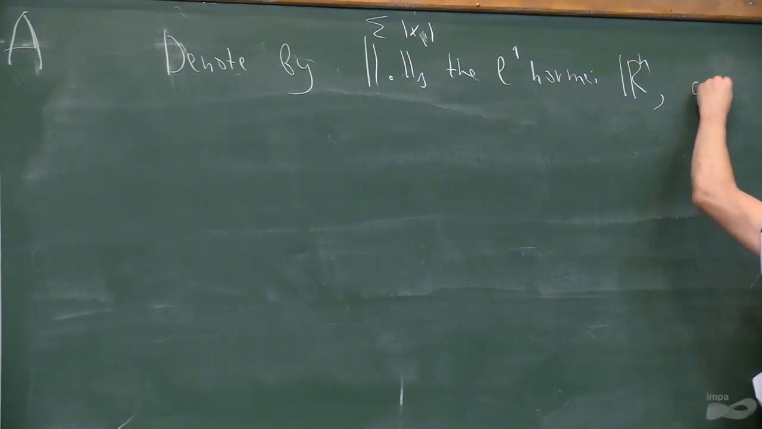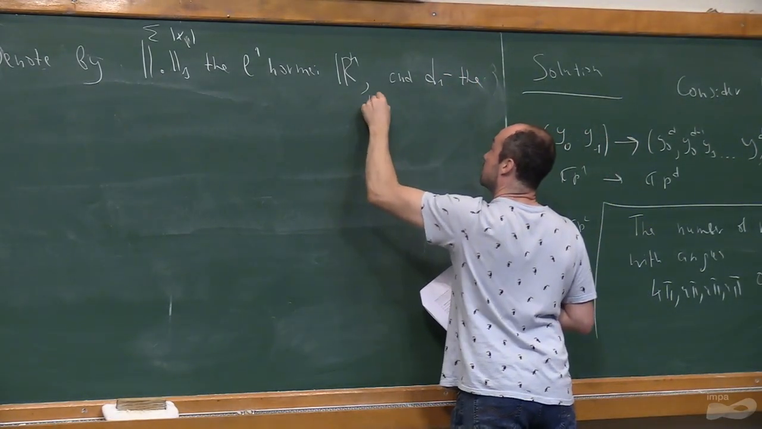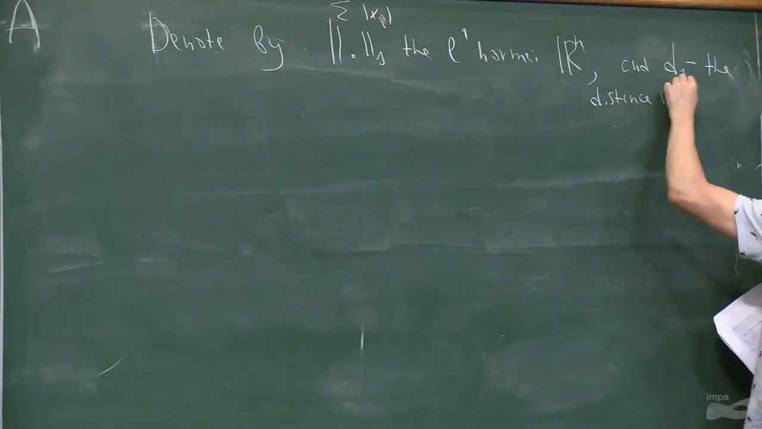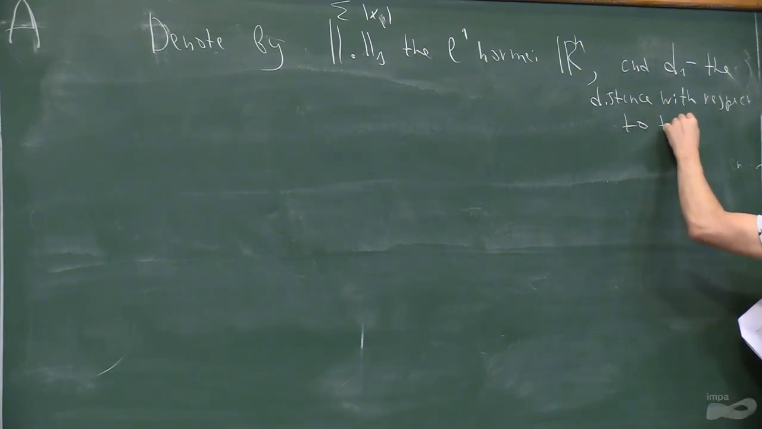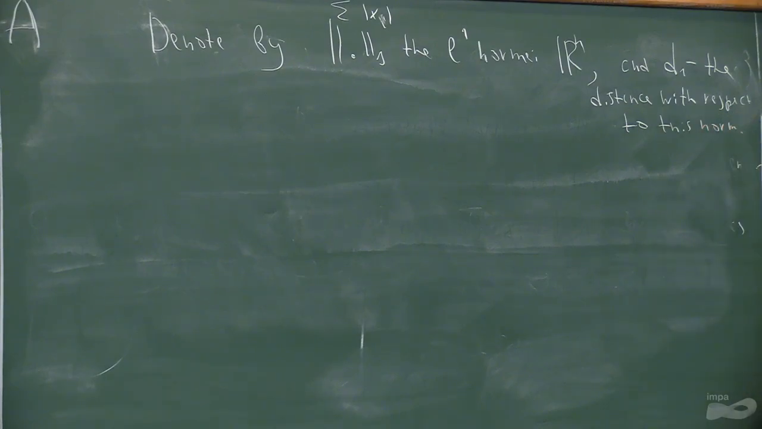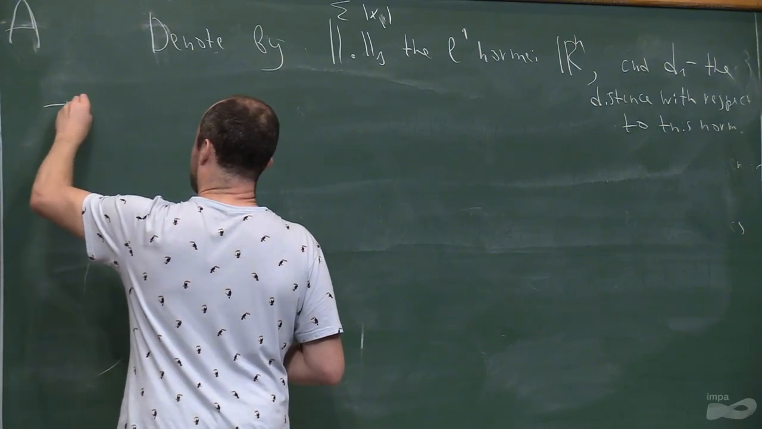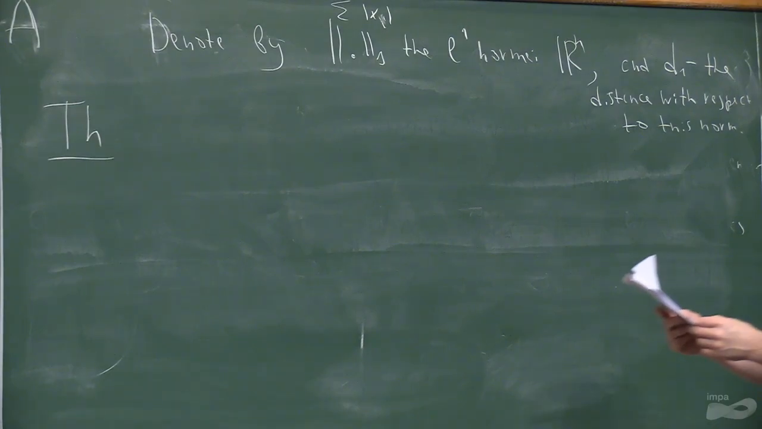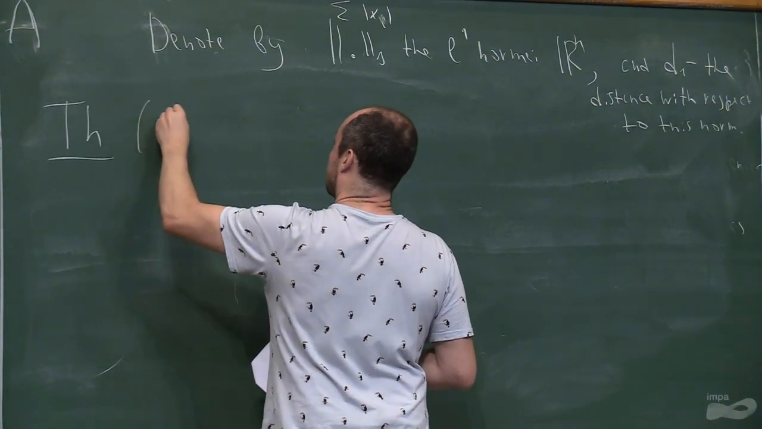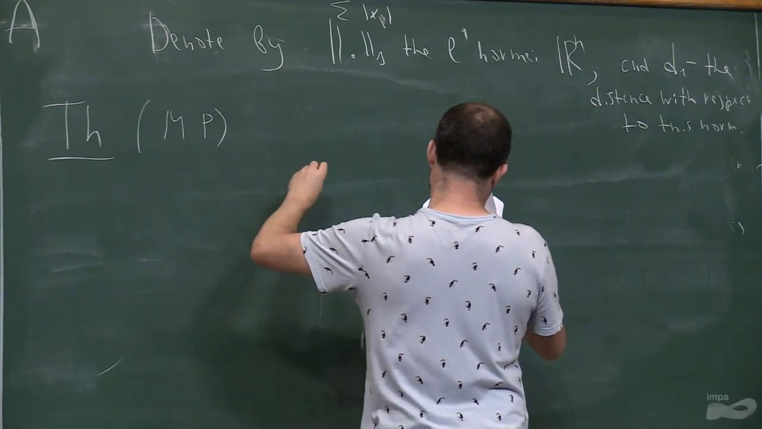And d1 is the distance with respect to this norm. Okay, so now the theorem which answers this question more or less completely, modulo certain boundary cases. So this is Gabriele and myself. Here's the result.